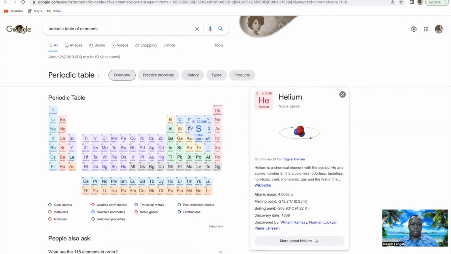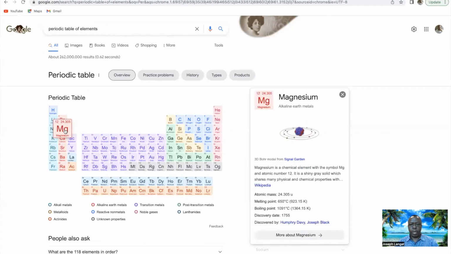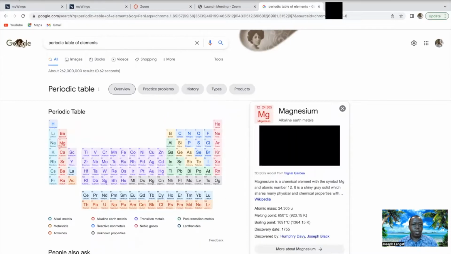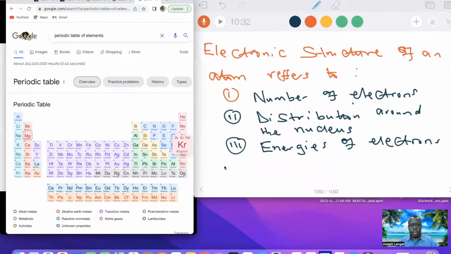We will see in chapter 6 how these electrons are arranged. For example, in magnesium, we have 12 electrons moving around the nucleus, with 12 protons. This is for a neutral atom. That's what we will look at in chapter 6.